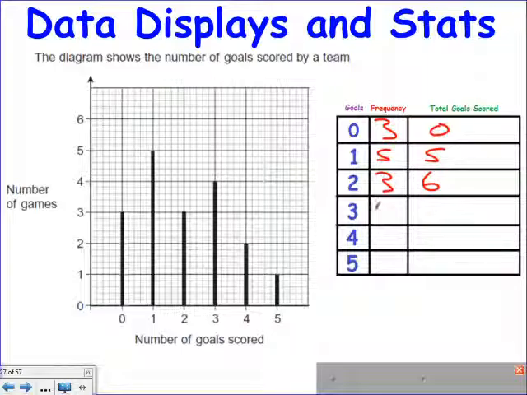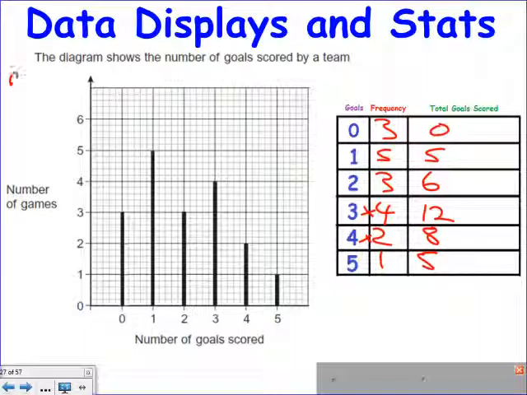3 goals in 4 games, I'm multiplying them. 4 goals in 2 games, and then 5 goals in 1 game. Yeah? So to work out how many goals I've scored, I need to multiply the number of goals by the number of games. So this is what we call a frequency table, and we're going to come on to those in a minute, but we're still working on displays at the moment. So this frequency display shows the number of goals against the number of games.